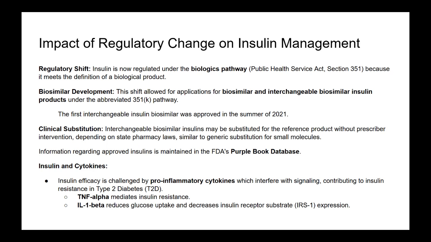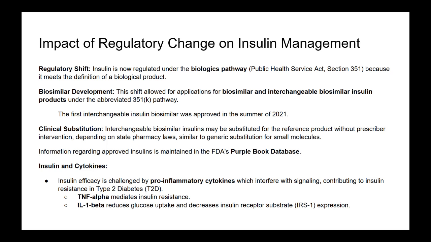This pathway didn't exist under the old small molecule regulations for insulin. So this transition directly enabled the first interchangeable biosimilar insulins to be approved, starting in 2021. These products are tracked in the FDA's Purple Book database of licensed biological products. And interchangeable is key here, right? That means pharmacists can substitute them.